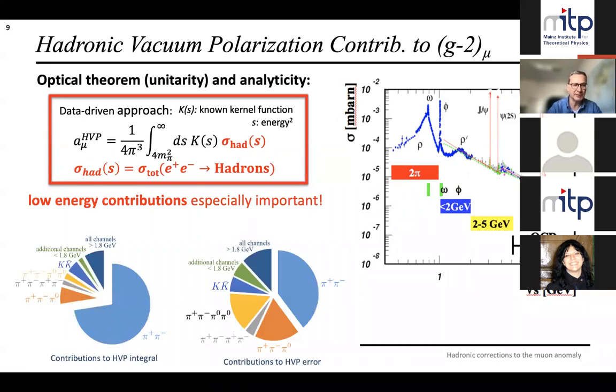Looking into this a little bit more precisely, you see here the budget, or the contributions of individual hadronic channels, going into pi plus pi minus, 3 pions, and so on, to the absolute value and to the uncertainty of this HVP contribution. And you immediately realize that the 2 pion channel, so the channel e+ e- going to the rho resonance, going to pi plus pi minus, is the most important channel. And then follow 3 pions, 4 pions, kaons, and so on.